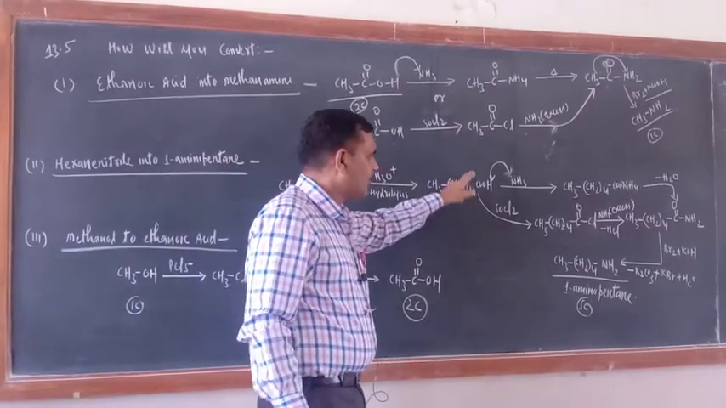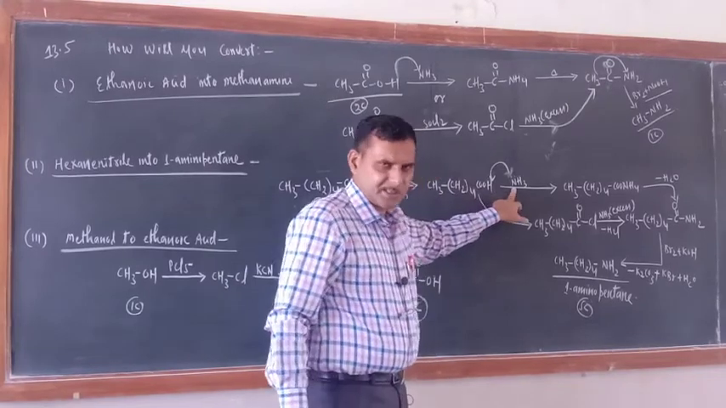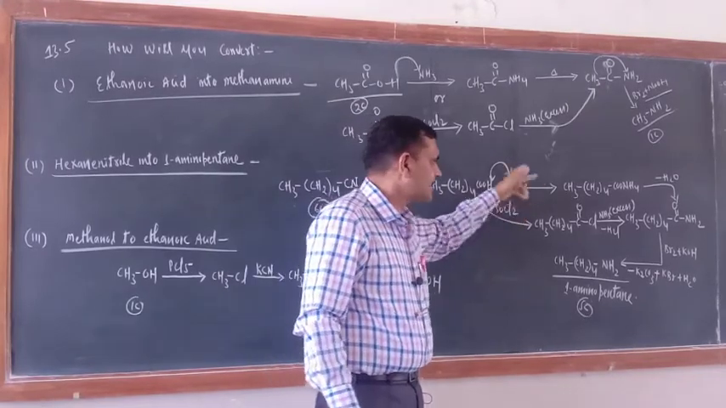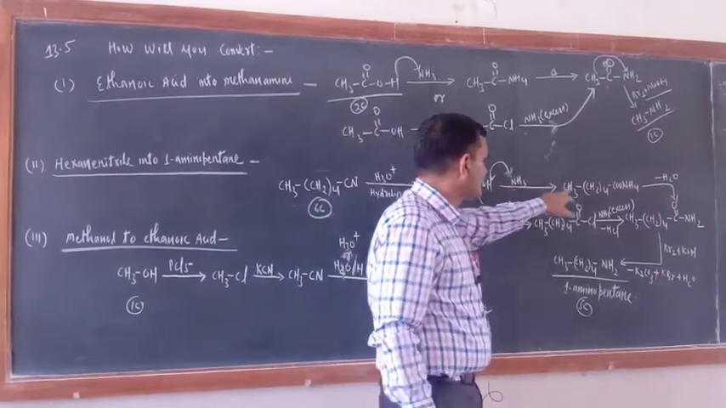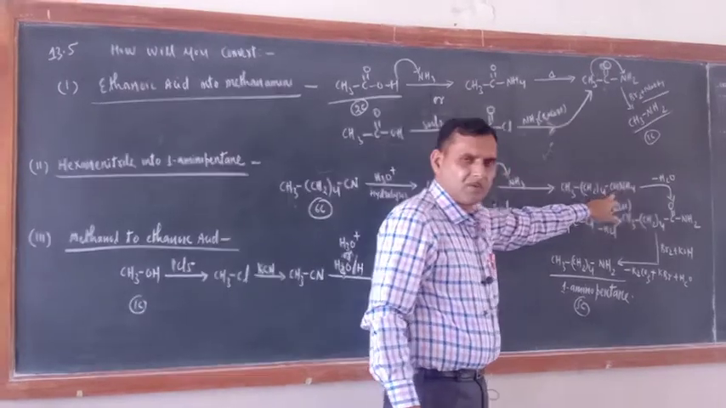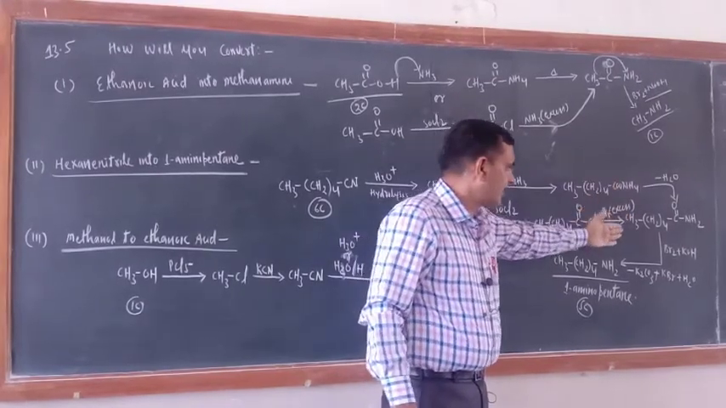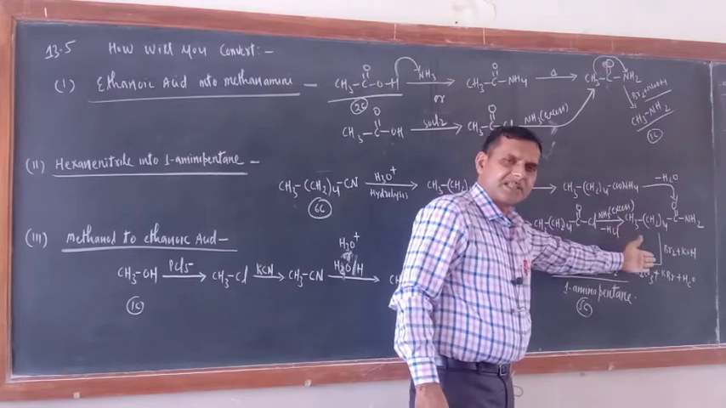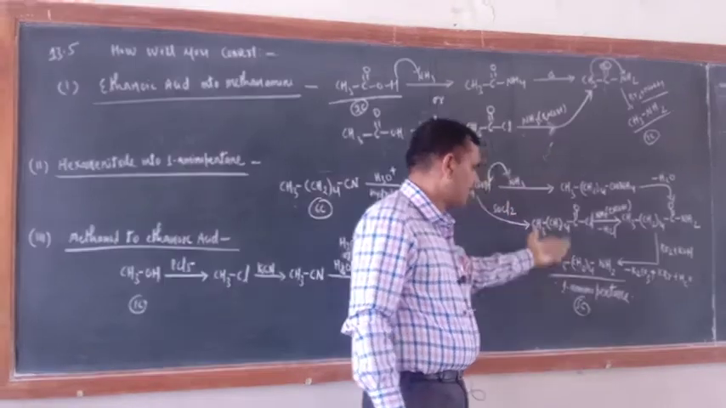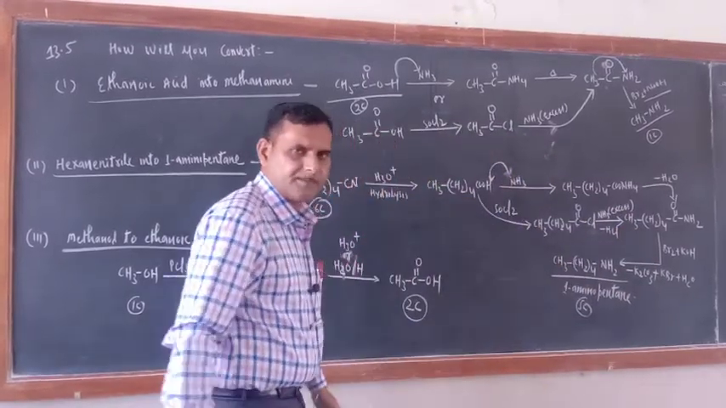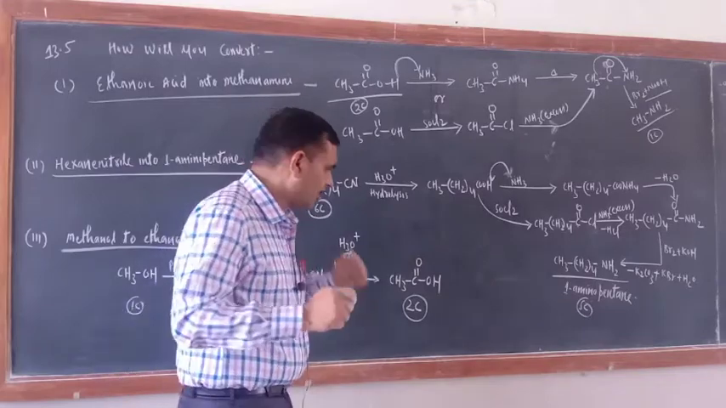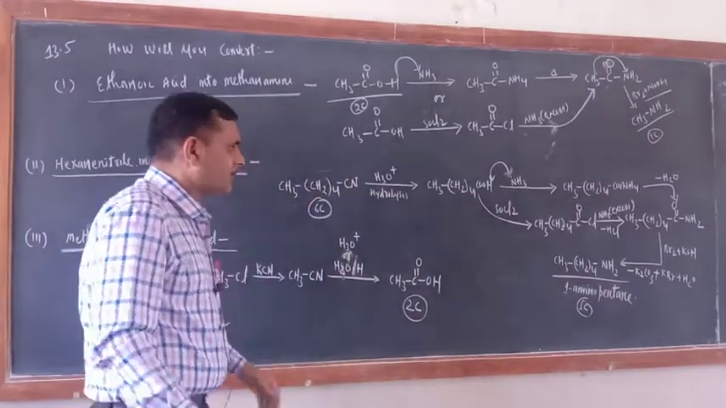Now react it with NH3. Then you will get COONH4. Now heat this one. Then amide. When subjected to Hofmann bromamide reaction, you will get 1-aminopentane. Easy way. Correct or not? So this is also an example of descent of series.